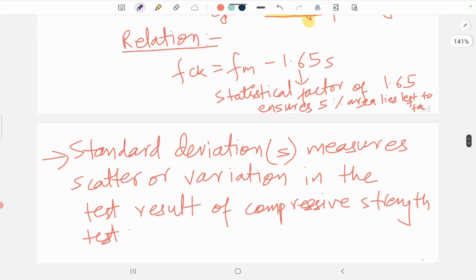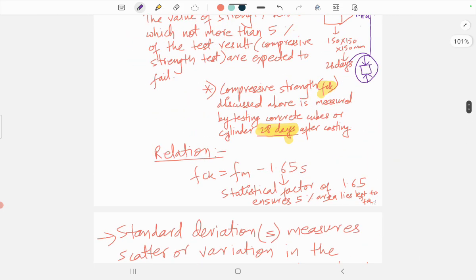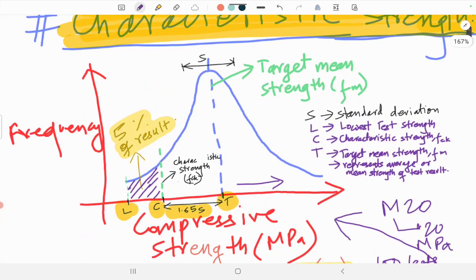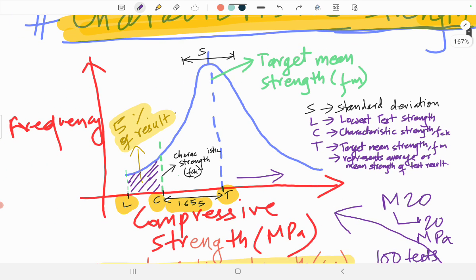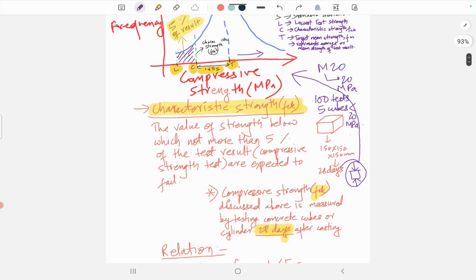Standard deviation S is the scatter or variation in the test results, and it is considered around the center or target mean region, within this region. So this is all. The main motto is that our test results should not fail in more than 5% of the strength tests carried out.